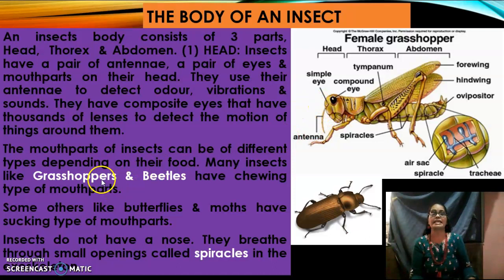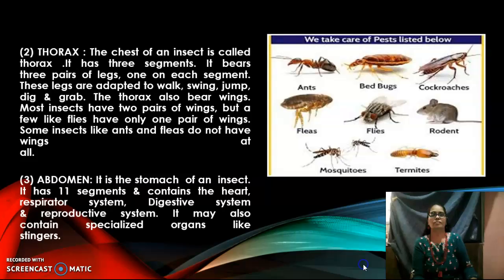The mouth parts of insects can be of different types depending on their food. Many insects like the grasshopper, as I have shown you here, and the beetle, here children see the beetle, have chewing type mouth parts. Some others like butterflies and moths have sucking type mouth parts. Now insects do not have a nose, children. They breathe through small openings called spiracles in the exoskeleton. See children, here are the spiracles.